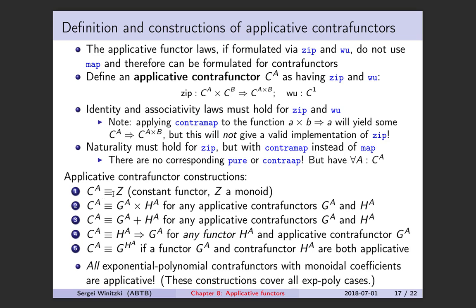I show constructions that build new applicative contrafunctors out of previous ones. I prove that the laws of applicative contrafunctor hold in all of these constructions, and it follows then that all exponential polynomial contrafunctors with monoidal coefficients are automatically applicative, because these constructions cover all the type operations that construct exponential polynomial types.